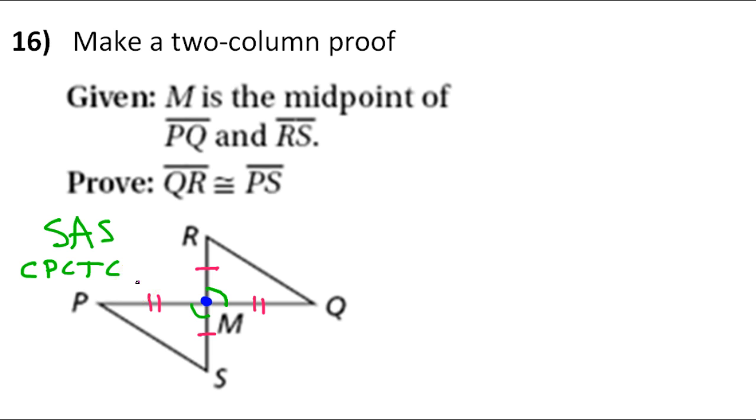So let's see, I'm trying to estimate how many steps this is going to be. The given does not directly say any of these pieces, so I'm going to need one line for the given, and then I'm going to have my three pieces: my side, my angle, and my side. And then the triangles are going to be congruent, and then CPCTC. So that's 1, 2, 3, 4, 5, 6. I'm going to need 6 lines.